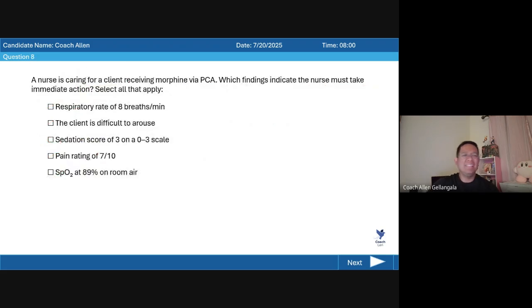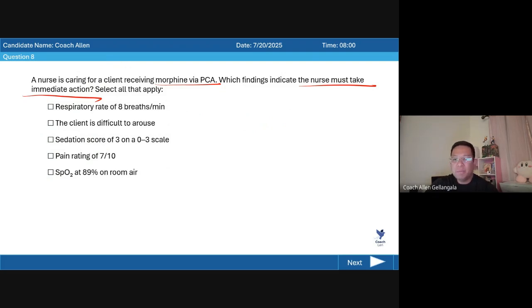Okay. Let's now go to question number 8. A nurse is caring for a client receiving morphine by a patient controlled analgesia or a PCA pump. Which of the findings indicates that the nurse must take immediate action?